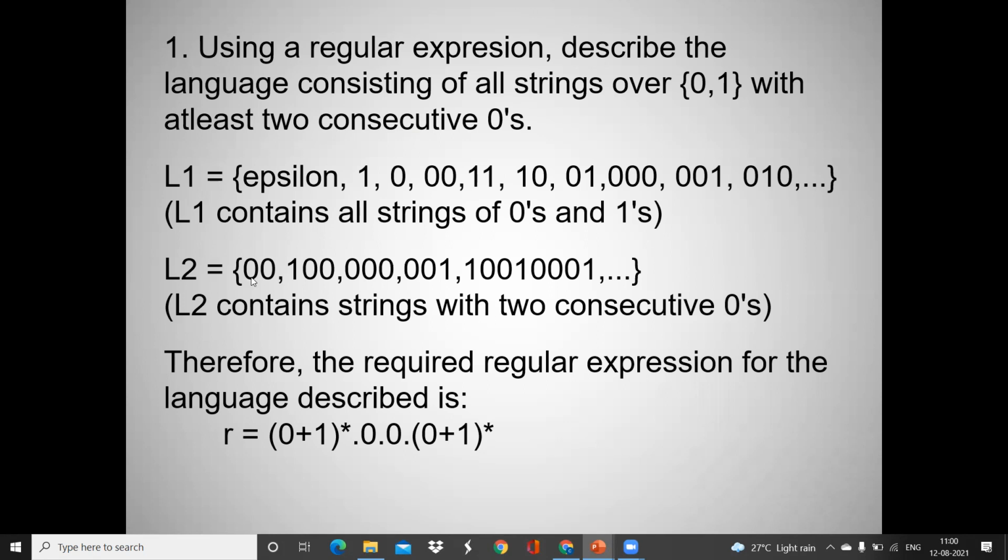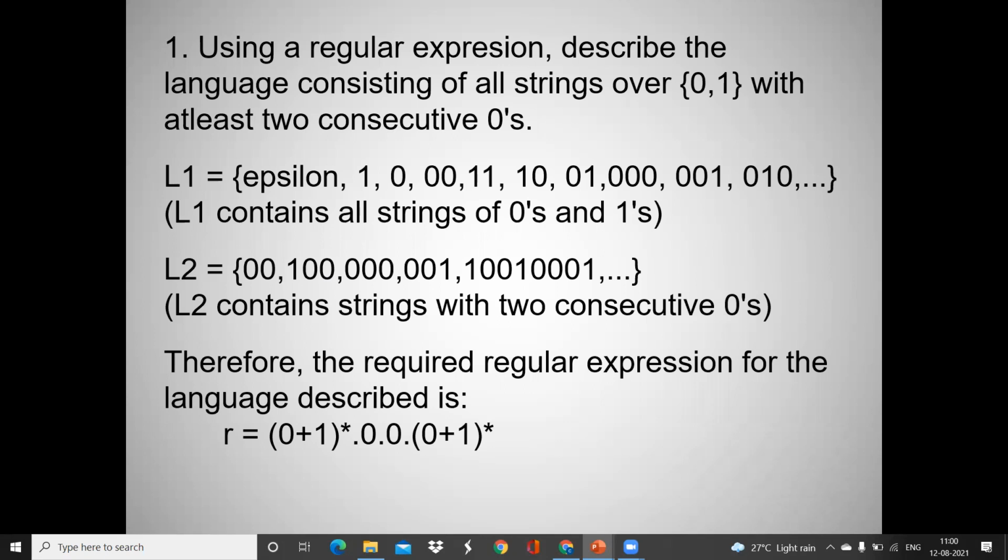So if you see L2, all the strings mentioned here contain two consecutive zeros, and that is the reason the strings in L2 are all acceptable. So we have to design the regular expression which will generate these strings mentioned in L2. So if consecutive zeros are there, these consecutive zeros are mentioned here, and before and after these consecutive zeros you can have any combination of 1 and 0.